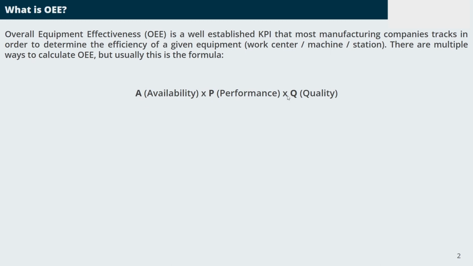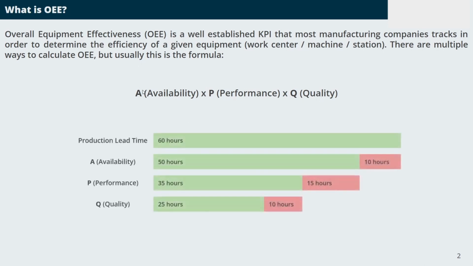times performance times quality. So just for those that are not very familiar with this concept, essentially you have a lead time of 60 hours in the example, and you're losing 10 hours due to availability loss, 15 hours due to performance loss, 10 hours due to quality loss. And from those 60 hours, only 25 hours are actually adding value to your product. So this is the overall concept of OEE.